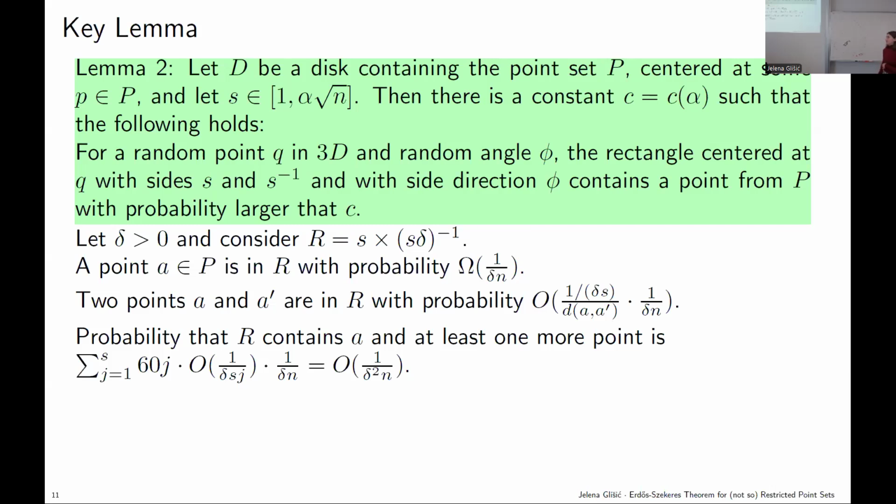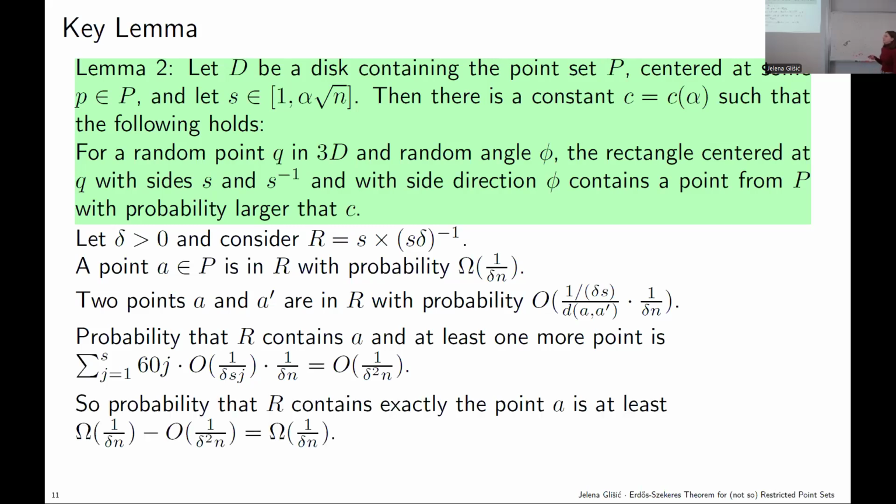meaning that if I fix some point A, the probability that I contain A and at least 1 more point is where my minor lemma comes in. I can sum over all the possible distances where the other point would be. That's where the 60j comes from. That's how many points I have at most, times the probability that both of them are inside my rectangle, which is this one. And this is exactly this value, big O of 1 over delta squared n.